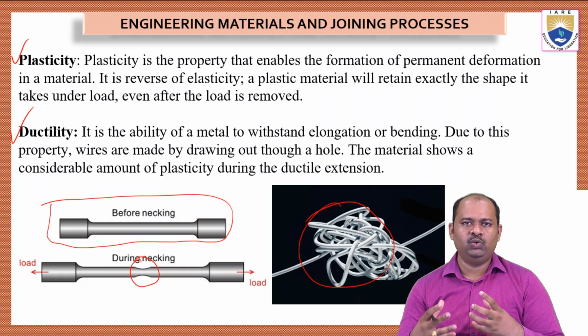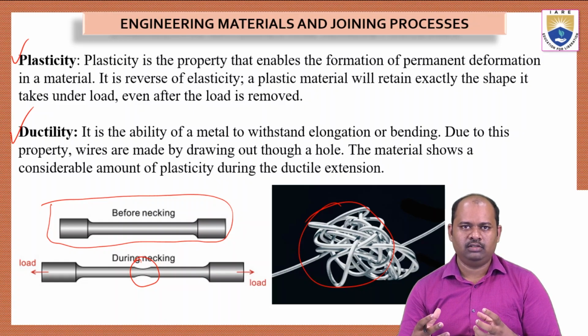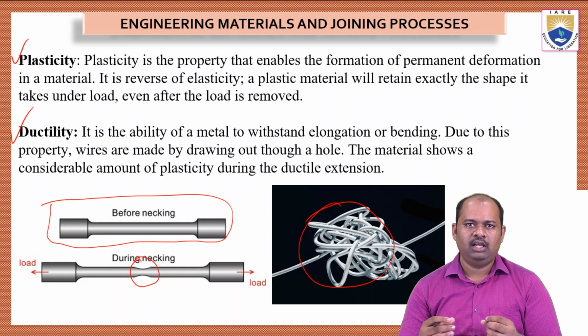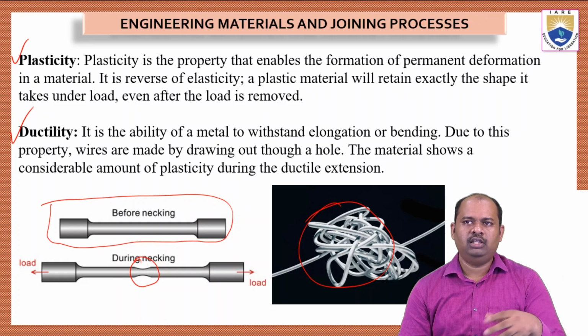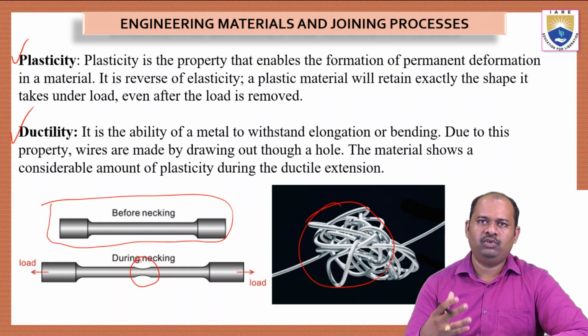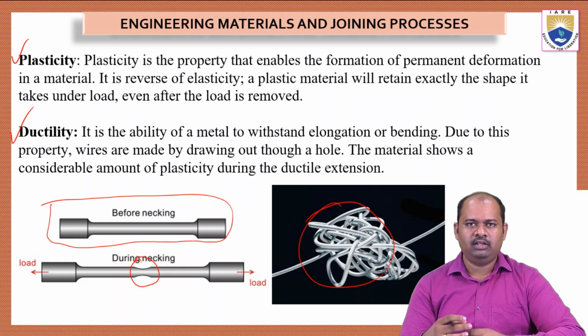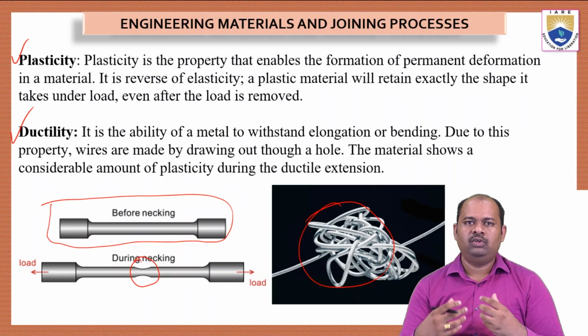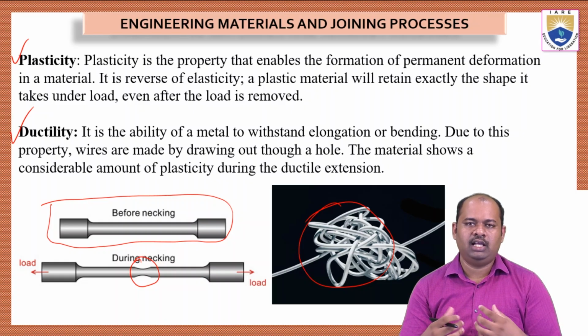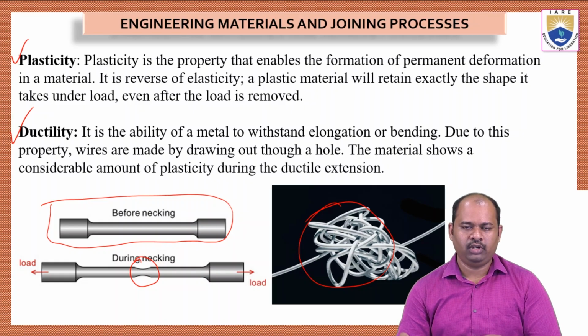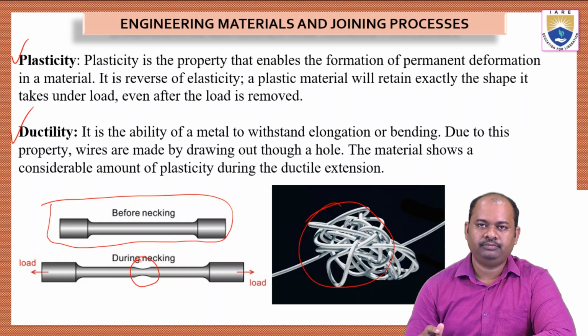So I will do the extrusion process for this. I will take some quantity of metal and I will pull the metal through a small hole so that it will form a very thin wire. Okay, the material shows considerable amount of plasticity during the ductile extension. So whenever the metal is being converted into wires, it will have more plasticity, less than elasticity. Okay, so this is another property.